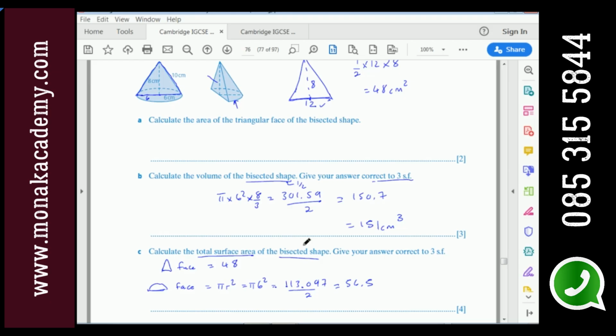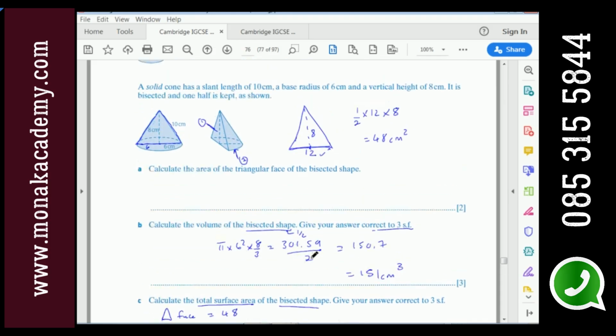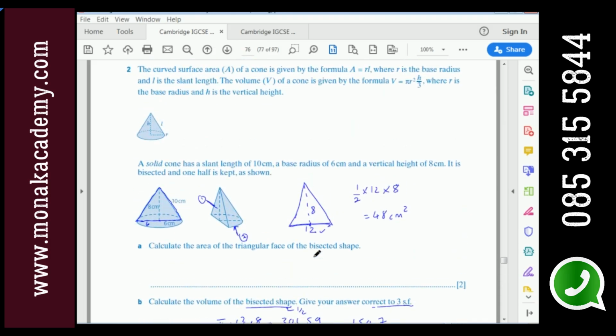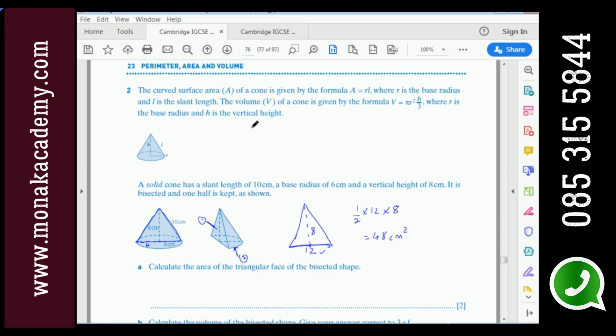Area of surface area, we said there is this face number 1. There is this bottom one, which is a semicircle, which is face number 2. What is the last one? The curved part of the cone. Did they tell us how to calculate the surface area of the curved part? Yes, surface area of the curved part.